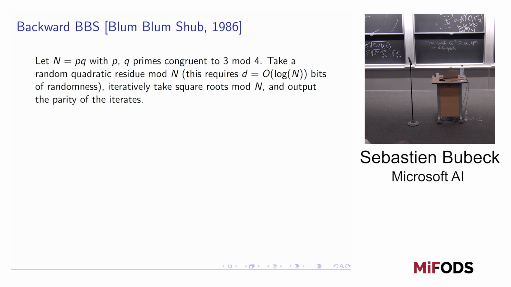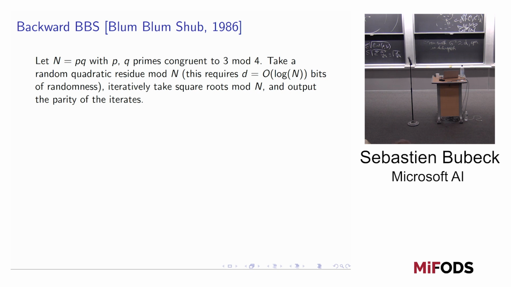You take a random quadratic residue. So you just take a random integer between 1 and n which has a square root mod n. And then you just apply the square root iteratively. The point of taking them congruent to 3 mod 4 is so that you can take the square root as long as you want. So you keep taking the square root, and the transcript that you output is just the parity of the square root. This looks pretty random to me.